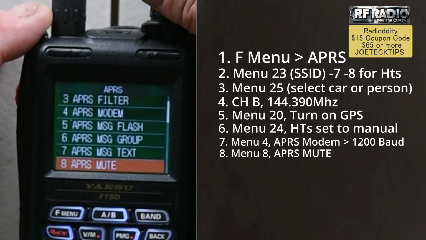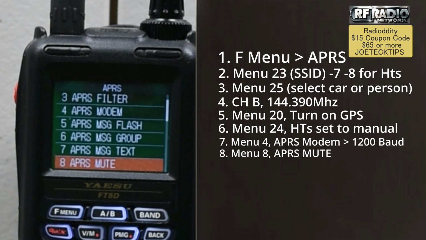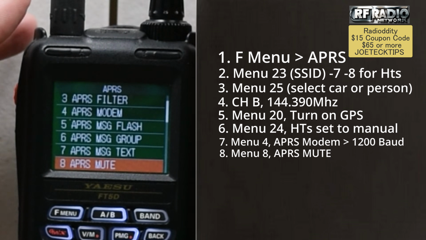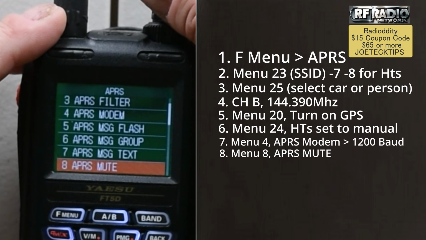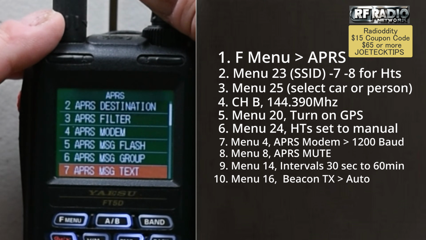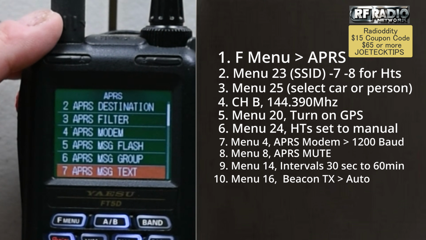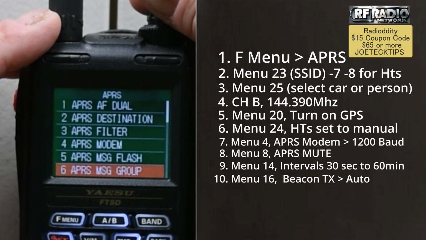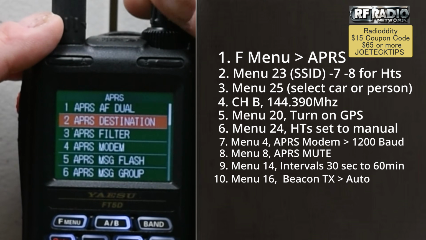So now everything is on. Everything should be rocking and rolling. You should be transmitting data. Let's just make sure. If you want, you could set up your beacon intervals. So we want to go to option 16. Let me show you that.